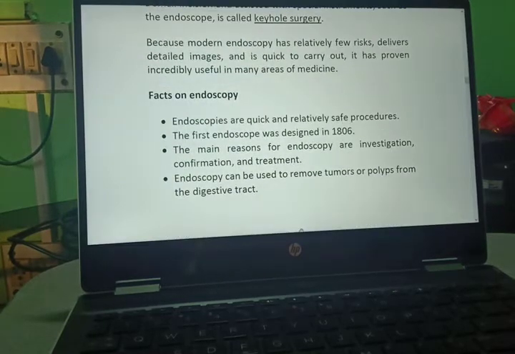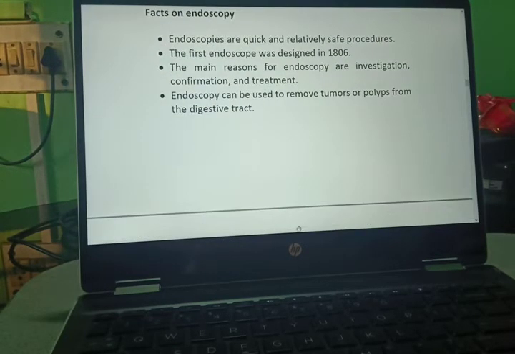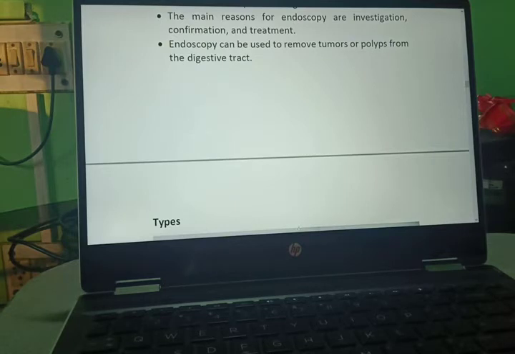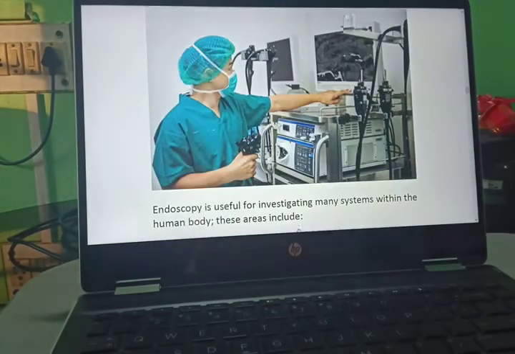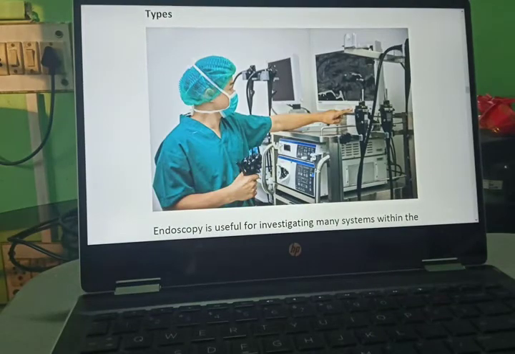Because modern endoscopy has relatively few risks, delivers detailed images and is quick to carry out, it has proven incredibly useful in many areas of medicine. Now, endoscopies are a quick and relatively safe procedure. The first endoscope was designed in 1806. The main reasons for endoscopy are investigation, confirmation and treatment. Endoscopy can be used to remove tumors or polyps from the digestive tract. You can see how it can be done, endoscopy.